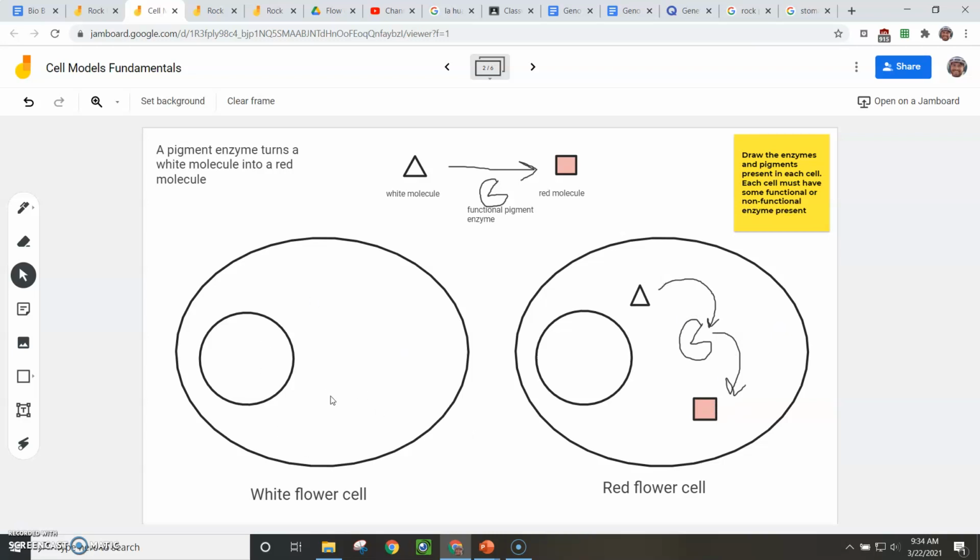Okay, what's happening in the white flower cell? Well, we still need to draw an enzyme. Every cell is going to have some enzyme, but this cell needs to have a non-functional enzyme, an enzyme that cannot change white molecule to red molecule so that it just stays white in there. So we need to draw this shape that doesn't have the right shape to fit the white molecule. So you can do something like this.